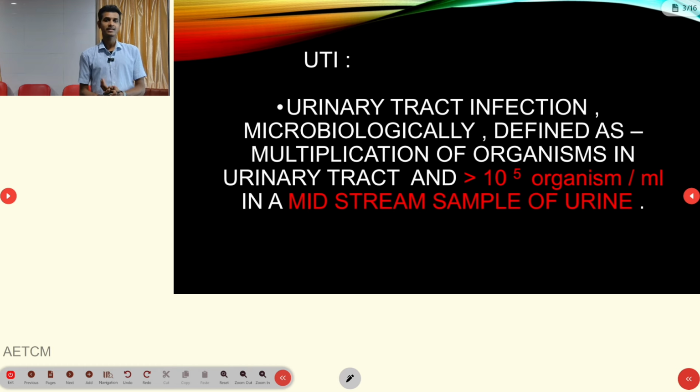But how do we define it microbiologically? It is defined as multiplication of organisms in the urinary tract, at a level greater than 10 to the power 5 organisms per ml in a midstream urine sample. The term organism includes bacteria, virus, and fungus. If the level is more than 10 to the power 5 organisms in 1 ml, and we are looking at a midstream sample of urine, this is one of the important things. Midstream sample of urine is one factor we have to remember.